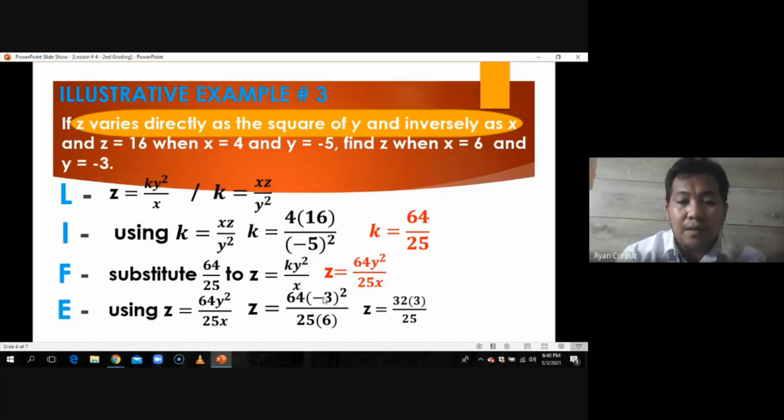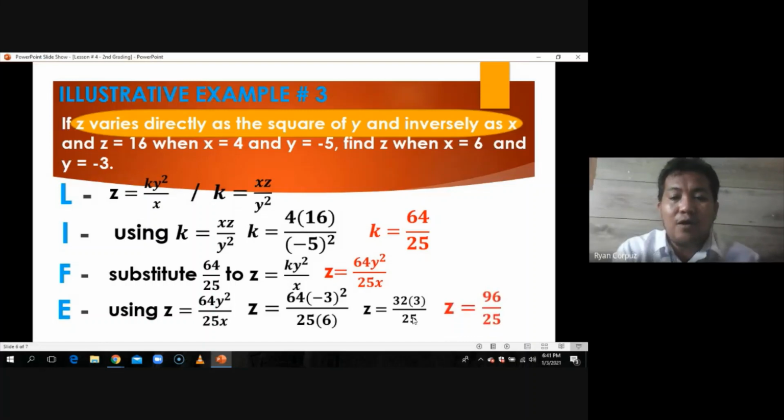So, pag sinimplify mo yung negative 3 squared, that would be 9. And 9 and 6, pwede natin i-gamitan ng cancellation. Both of them are divisible by 3. So, magiging 3 na lang ang iwan dito, magiging 2 dito. Ngayon, 64 is exactly divisible by 2. So, magiging 64 divided by 2, that would be 32. Kaya 32 times 3 na naiwan over 25 na lang on the denominator part. Then 32 times 3, we come up with 96 over 25.